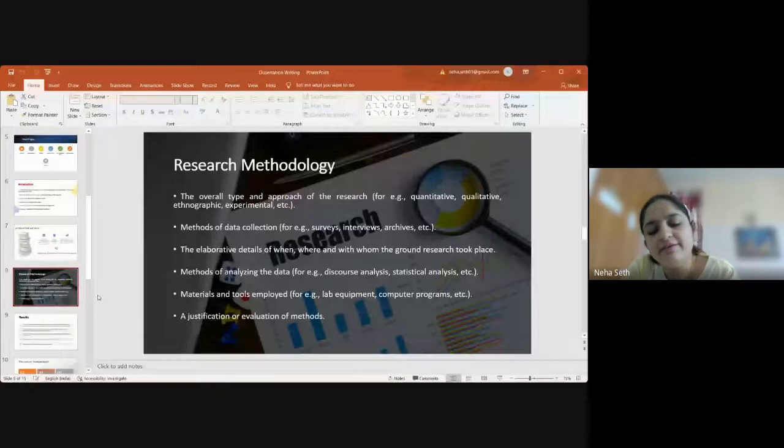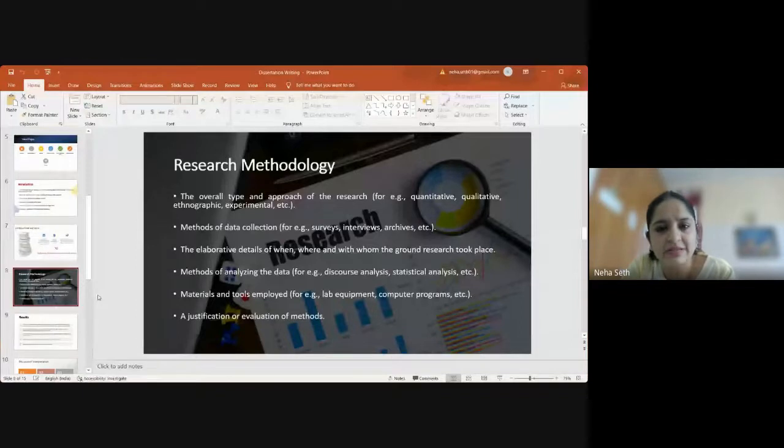And ultimately, we have to give the justification or evaluation of the methods that we will be using. So the selection of methods that we are doing cannot be random. The answer has to come from the literature. We have done our literature review. The gap is extracted from it.